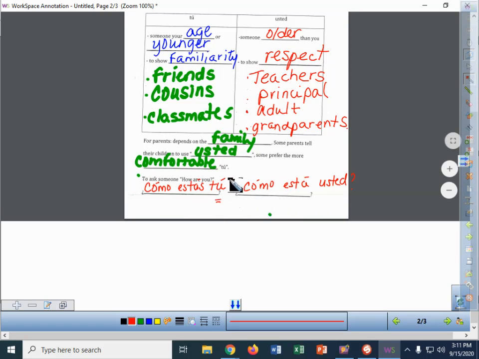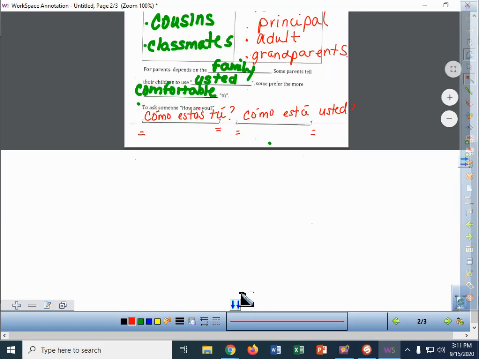Please remember your question marks at the beginning and at the end. ¿Cómo estás tú? ¿Cómo está usted? ¿Cómo estás tú? Informal. ¿Cómo está usted? Formal. Now, please remember that in Spanish, we use two question marks, one at the beginning and one at the end of our questions. All right, guys, I hope this helped.